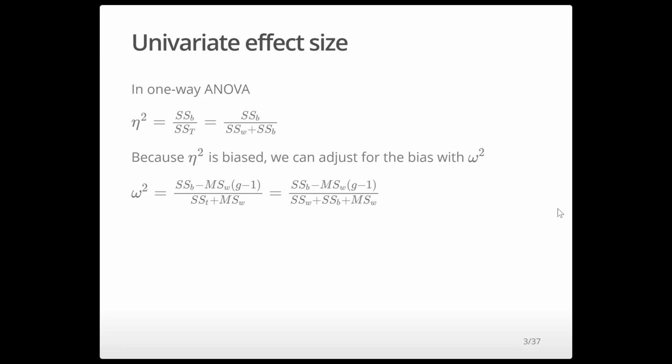Because eta squared is upwardly biased, we can adjust for this bias with omega squared. This is the same thing as using adjusted R squared. So there's a correction that we use to try to mitigate the bias a bit, and this is shown to be a slightly more accurate representation of effect size.